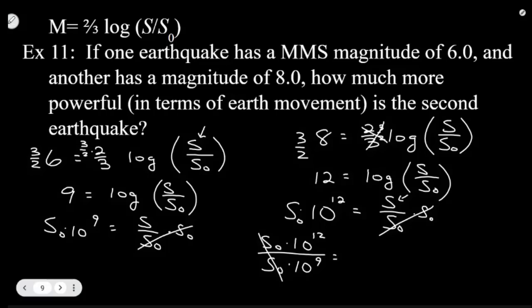What is 10 to the 12th divided by 10 to the 9th? 10 to the 3rd. Your rules of exponents say you subtract, right? Which means the second earthquake, even though the magnitude was an 8 compared to a 6, had 1,000 times more Earth movement than the first one did.